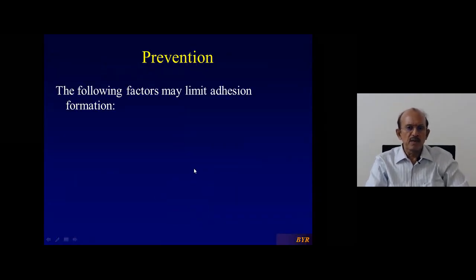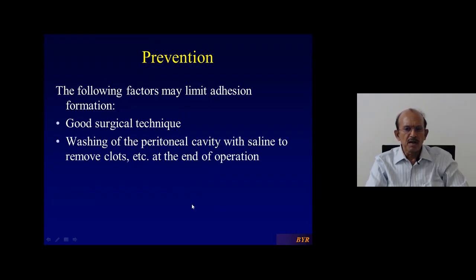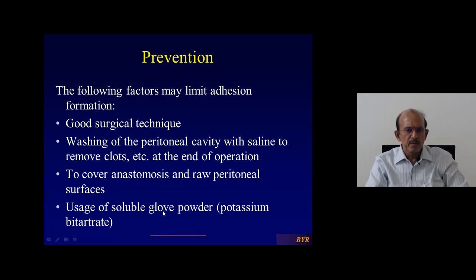Prevention of adhesions. The following factors may limit adhesion formation. Good surgical technique: you should not be rough towards the intestines, you should be gentle. Washing of the peritoneal cavity with saline to remove clots, gauze, glove powder, etc. at the end of the operation. To cover anastomosis and raw peritoneal surfaces. Usage of soluble glove powder, that is called potassium bitartrate. So instead of starch or talc, it is always preferable to go for the soluble glove powder.